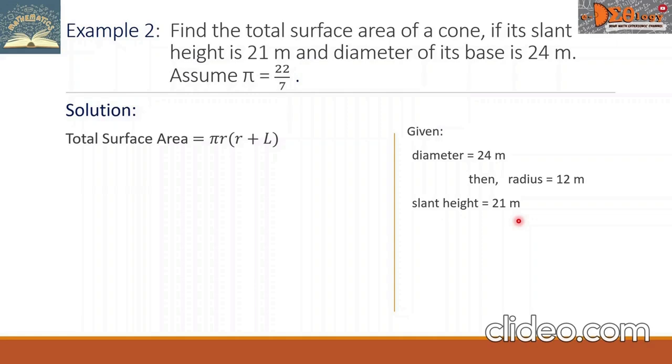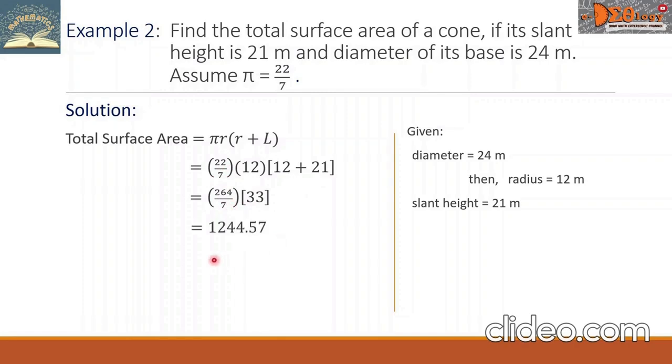Now let us substitute the values to our formula. So it becomes 22/7, that is the pi, times radius, which is 12, times the quantity of the sum, r plus l. So we write here 12 plus 21. We multiply 22 by 12, that will be 264, and this 33. We just copy this denominator here. Then the final answer is 1,244.57 square meters.